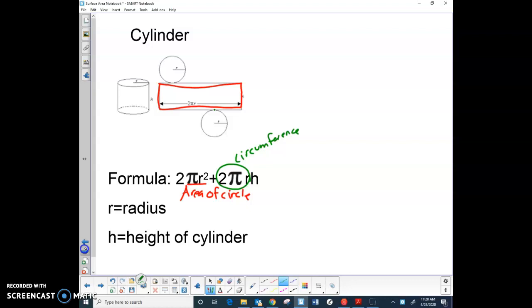All right, so let's do an example of this one. Let's say we have a radius of 10 and a height of 12. All right, so we need to find the area of our bases, and we've got 2 of them. That's where the 2 comes from. Our radius is 10, so 10 squared.